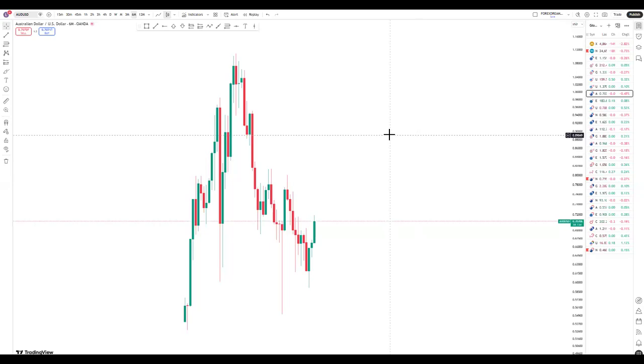Today I want us to look at the Australian dollar versus the US dollar. Let us look if we'll be able to get opportunities.